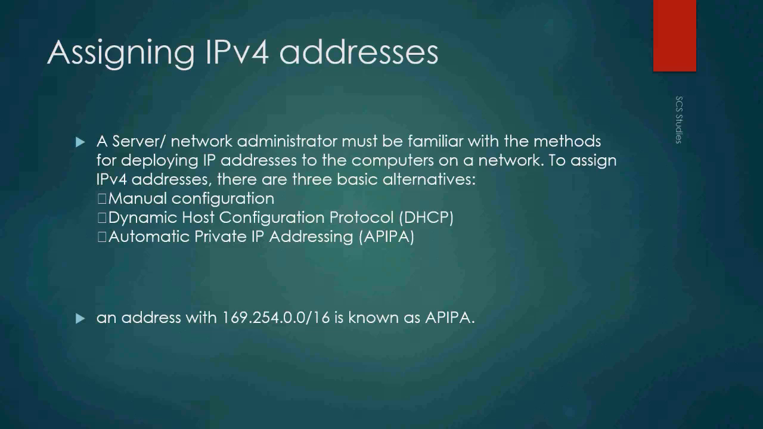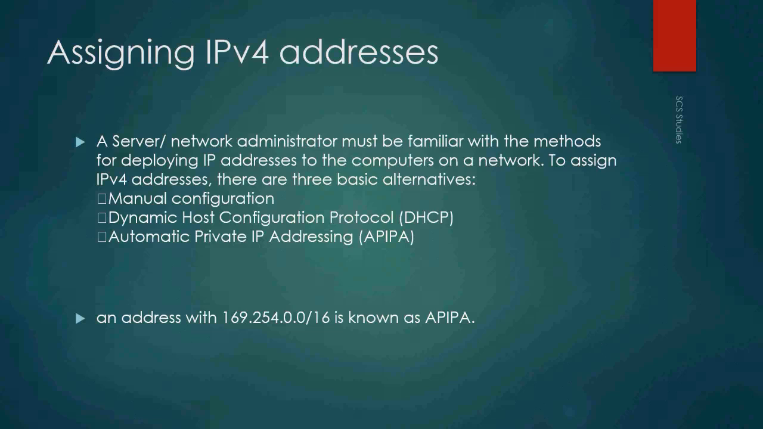Now we are learning about defining IPv4 addresses. A server or network administrator must be familiar with the methods for deploying IP addresses to the computers on a network. For IPv4 addresses, there are three basic alternatives. One is manual configuration. Manual configuration means you have to go to the server, network device, or any endpoint, that means an end customer machine, and manually enter the IP address in the IPv4 string. This is one option we have.